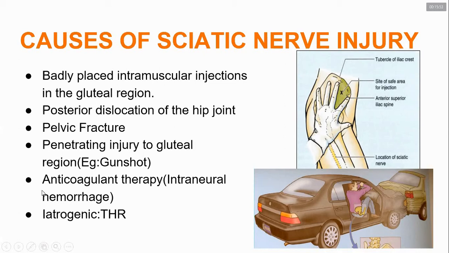And another unusual cause is anticoagulant therapy. A patient on anticoagulant therapy can have intrapelvic hemorrhage, and this can also lead to compression and cause sciatic nerve injury. And another common cause of sciatic nerve injury is iatrogenic. So any surgery that involves the pelvic area. If you are doing a total hip replacement or you are fixing an acetabulum fracture, you can injure the sciatic nerve. Usually if you are approaching the hip from the posterior aspect, you can invariably injure the sciatic nerve.